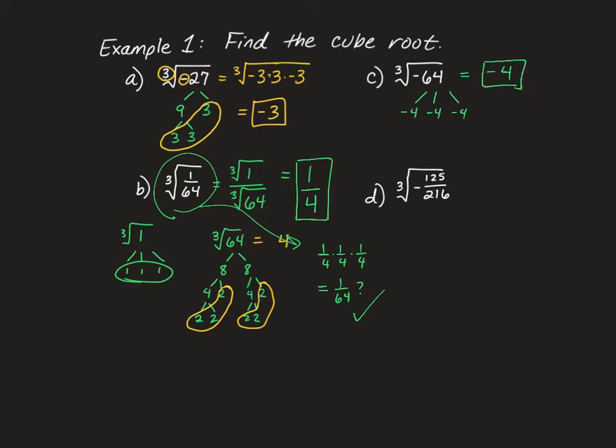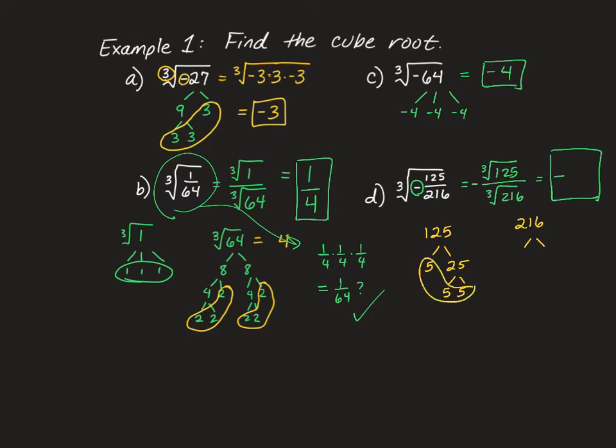On letter D, I have the cube root of negative 125 over 216. So I'm going to take each one of these separately. This is the cube root of 125 over the cube root of 216. I know that there's a negative in here, and that is going to be part of the answer as well. So I know that I'm going to have a negative answer here. We just need to figure out what the cube root of 125 and the cube root of 216 is. So let's take each of these separately. 125 is 5 times 25. And 25 breaks down into 5 and 5. So there we have a group of 3 5's here. So I know that the top answer is 5.